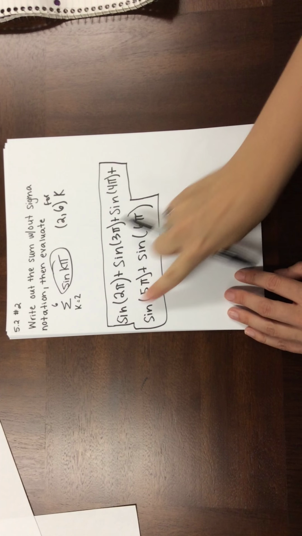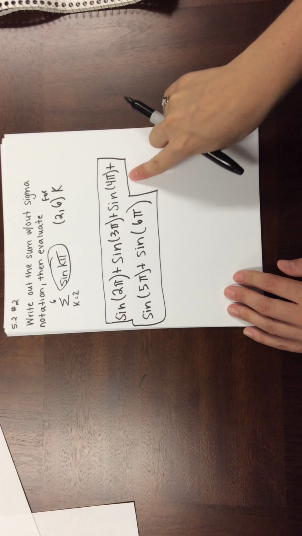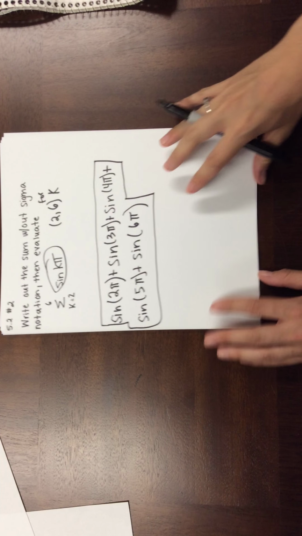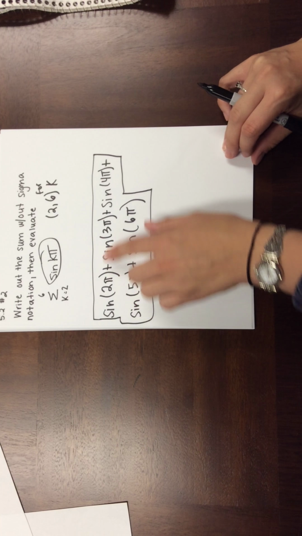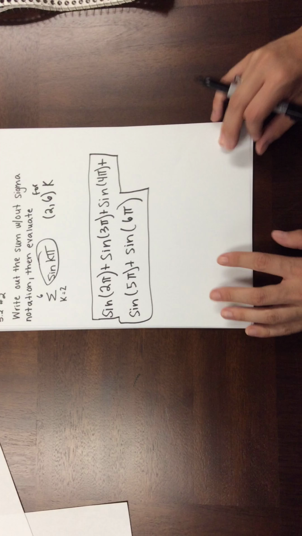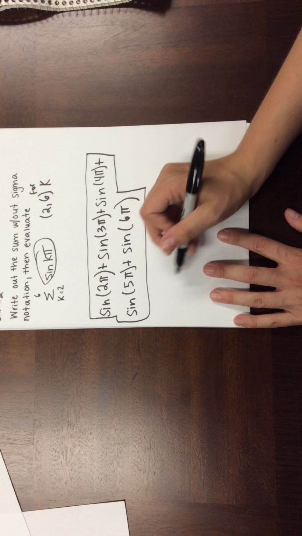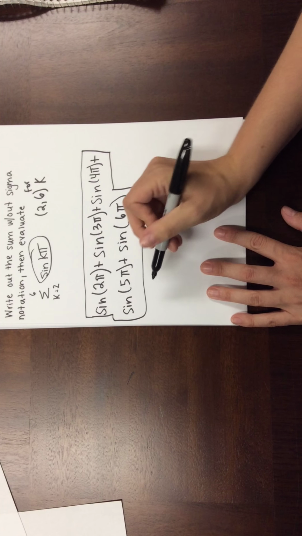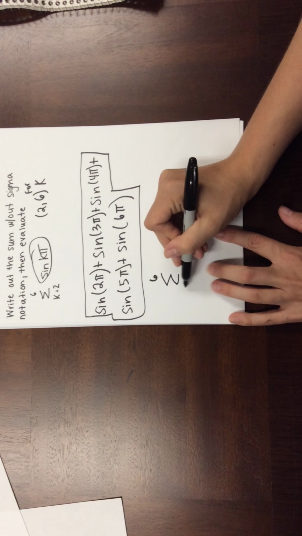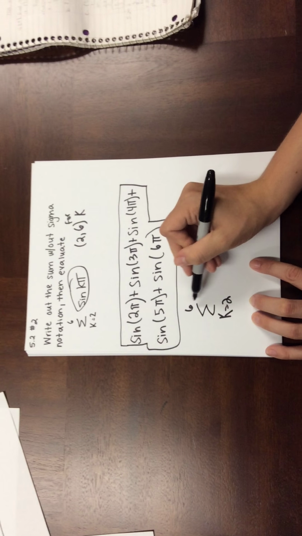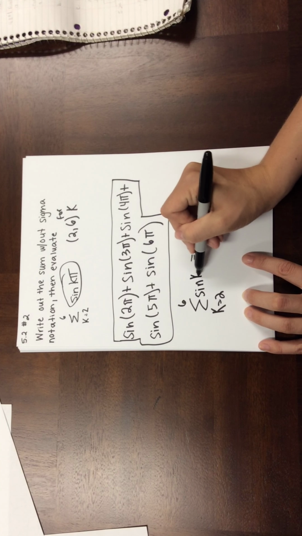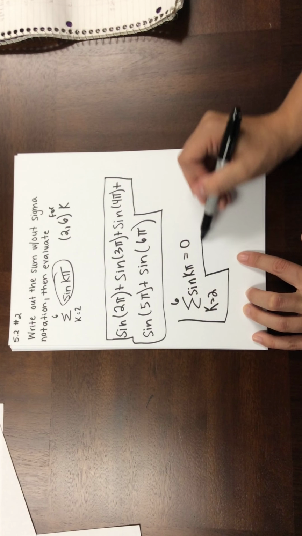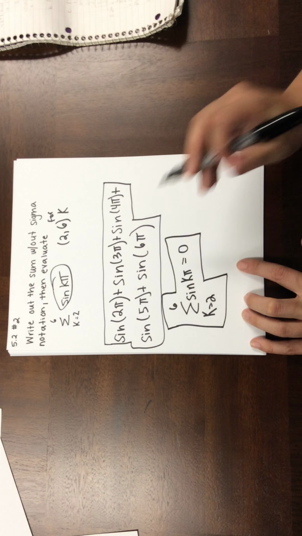So when I took sine 2 pi plus sine 3 pi plus sine 4 pi plus sine 5 pi plus sine 6 pi, and I calculated that in my calculator for each value, I was getting 0 or very, very close to 0. So when we evaluate this function, we get equal to 0. So the sum from k equals 2 to 6 of the function sine k pi is equal to 0. And that is how you solve 5.2, number 2.